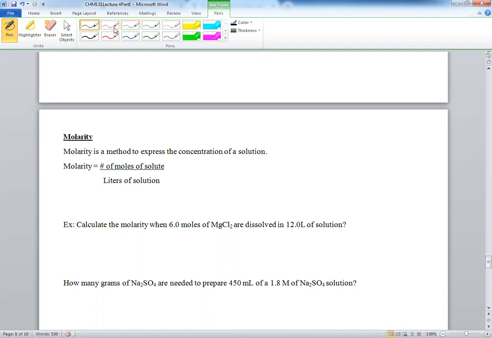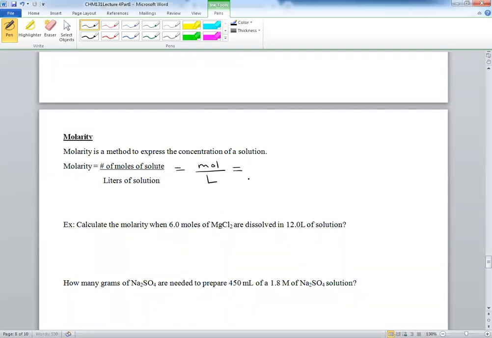The equation is very simple. It's the number of moles of the solute divided by the liters of the solution. So it's moles over liters. It has to be in moles and it has to be in liters. So if it's not in moles, you have to convert it to moles. If it's not in liters, then it has to be converted to liters. Notice how dimensional analysis is everywhere.